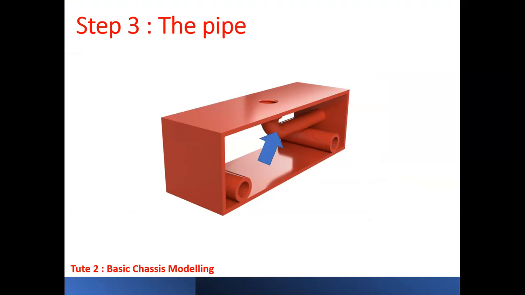In step 3, we're going to draw and construct the pipe that goes through the rectangular prism in order to allow the air to pass through from the balloon and push out the rear of the vehicle.